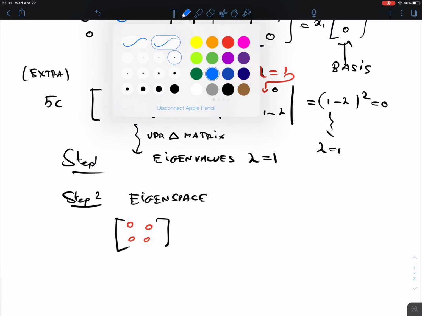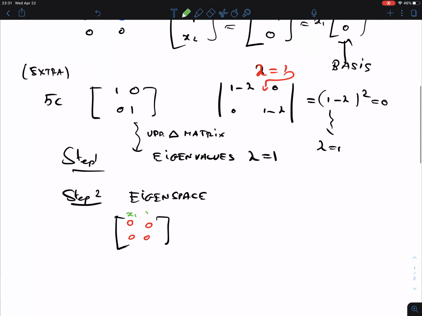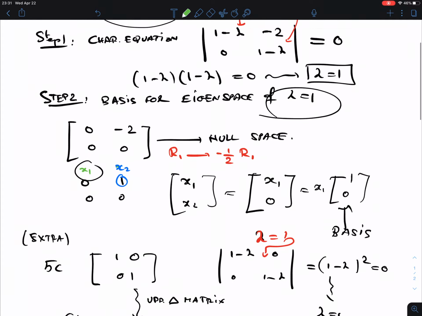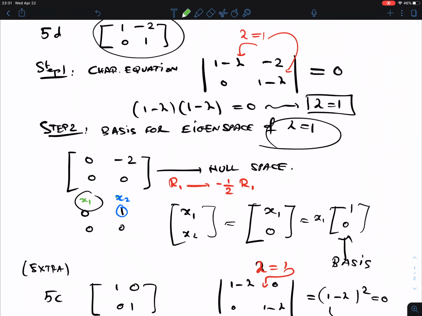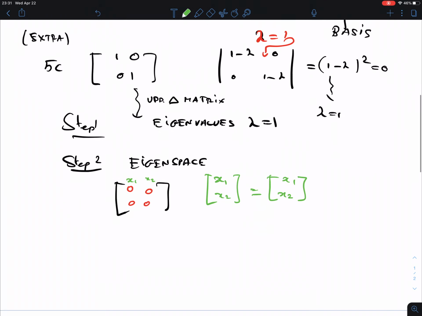That's weird, right? But it can happen. This means both x1 and x2 are free. Okay? So let's write this out. What is x1? Well, x1 is x1, and x2 is x2. We said each time we have a free variable, it's just equal to itself. And then we have to write this as x1 times (1, 0) plus x2 times (0, 1).